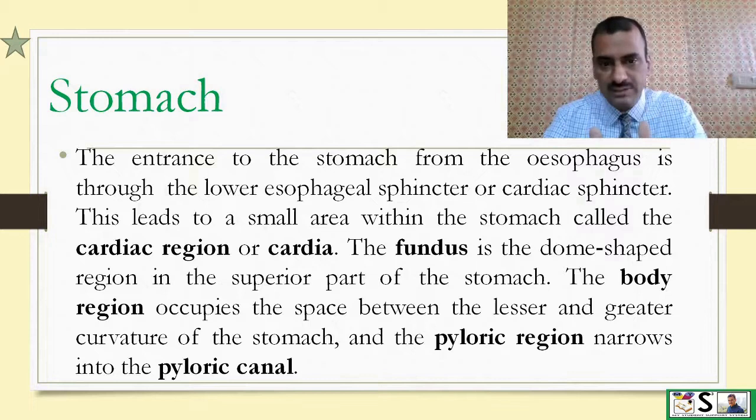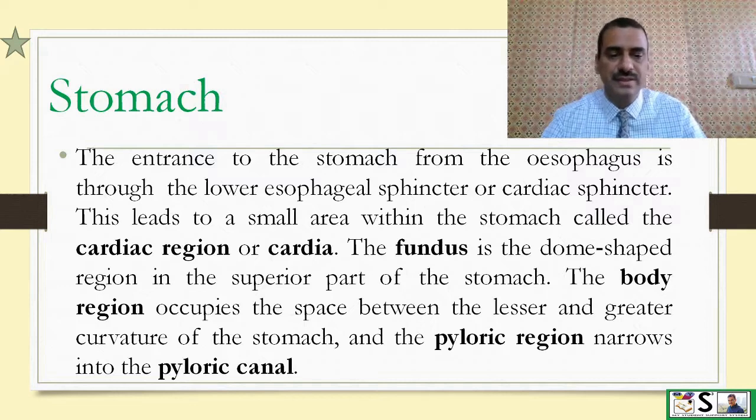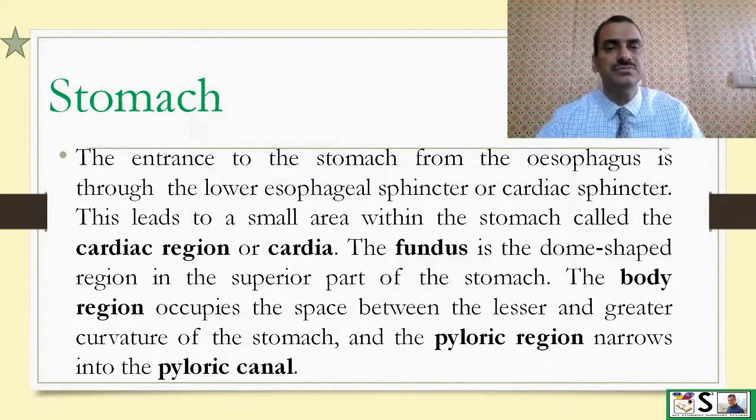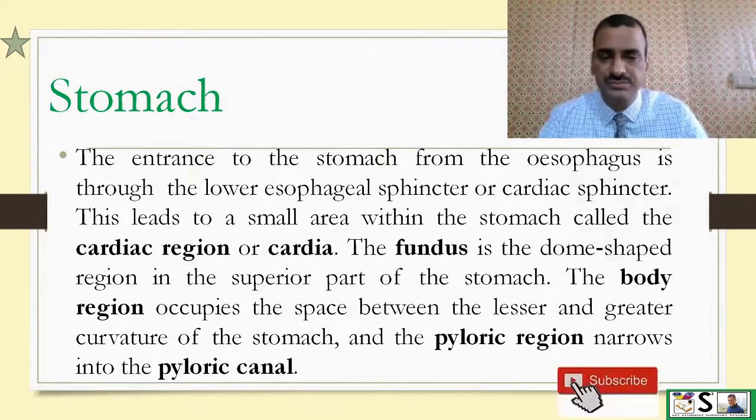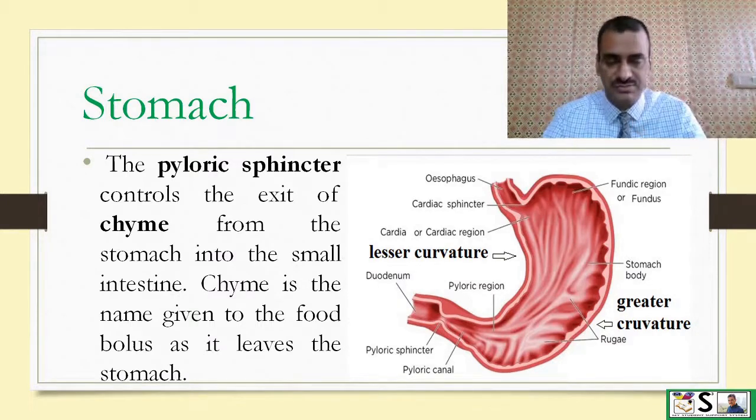Below the fundus there is the body, which has two curvatures, lesser curvature and greater curvature, and the pyloric region, which narrows into the pyloric canal, and finally attaches to the duodenum. The pyloric sphincter controls the exit of chyme from the stomach into the small intestine. What is chyme? Chyme is a liquefied bolus which enters from the stomach to the duodenum.